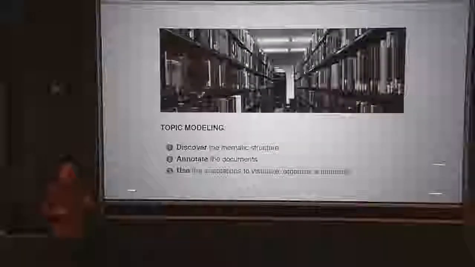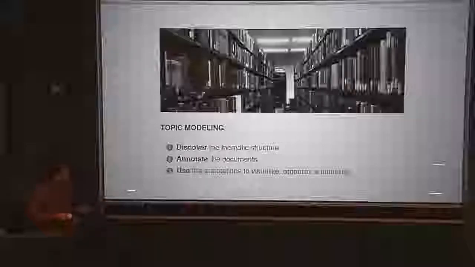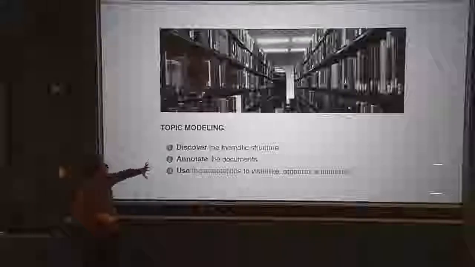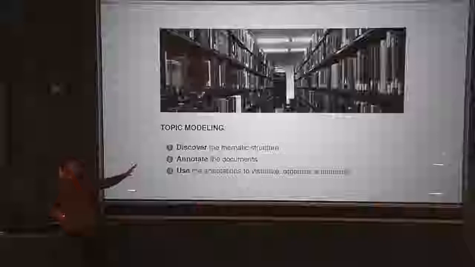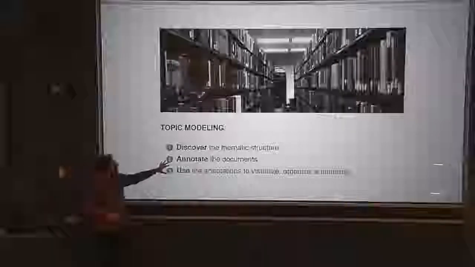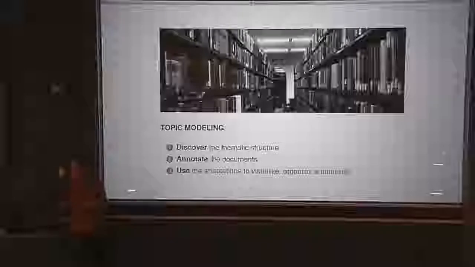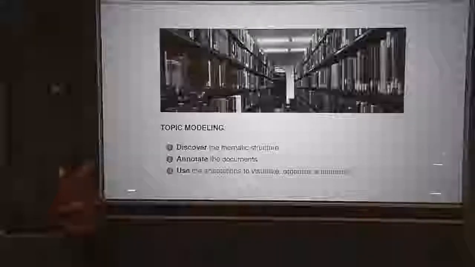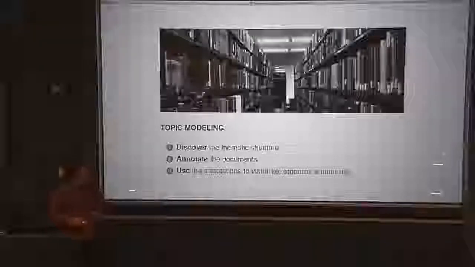And what topic models do is take a big unorganized collection of text and organize it. In comes text, out comes an organized collection. And the basic idea is these three steps. First, discover the underlying thematic structure in the collection using an algorithm. Then annotate the documents according to that structure. And then finally use those annotations as though they were put in there by people to visualize, organize, summarize, predict whatever it is you're trying to do with the document collection. So here's an example of the output of a topic model.